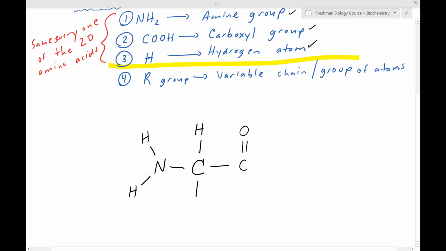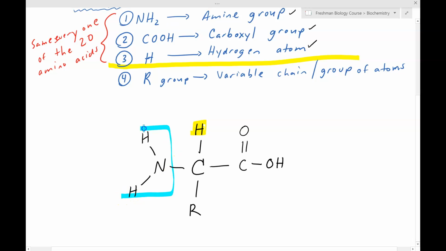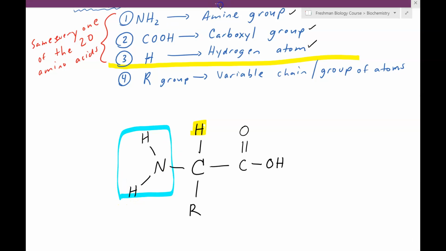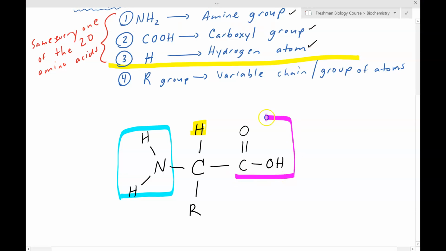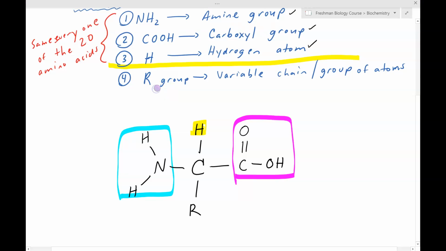Again, that's going to be double bonded to one hydrogen and then bonded to an OH. And then on the bottom is going to be the R group, or the variable group, that gives each one its specific name. All right, so every amino acid has a hydrogen at the top. Every amino acid has an amine group on the side. Every amino acid has a carboxyl group on the other side. And every amino acid then has this variable group on the bottom, which is the R group. And then that's going to be just any group of atoms.